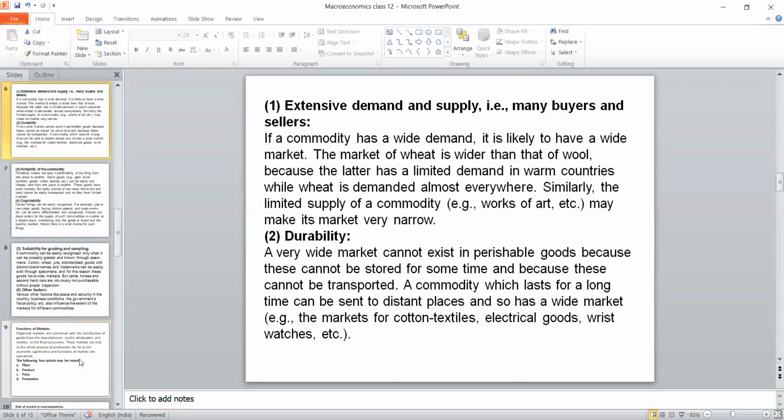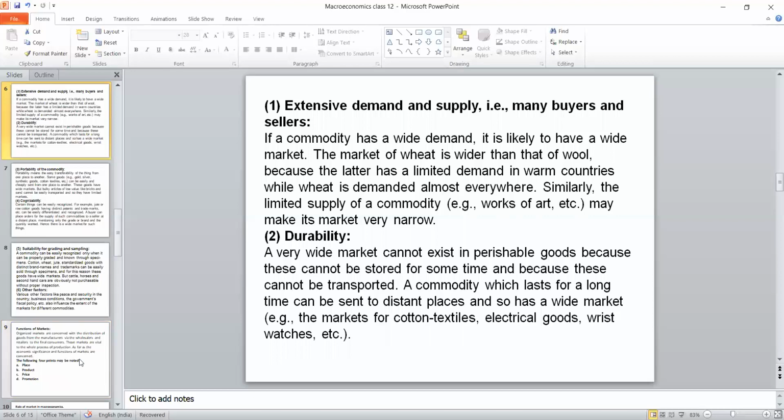The first one is extensive demand and supply. That is, many buyers and sellers. Just consider, suppose a particular product is demanded by more people, then the size of the market automatically will be big. Why is it big? Because there is a heavy demand.